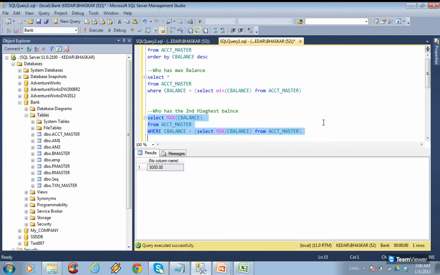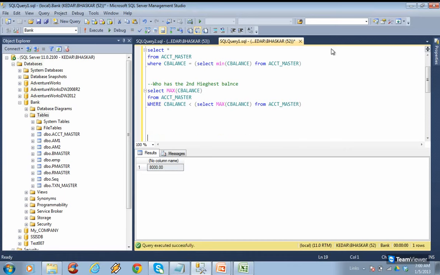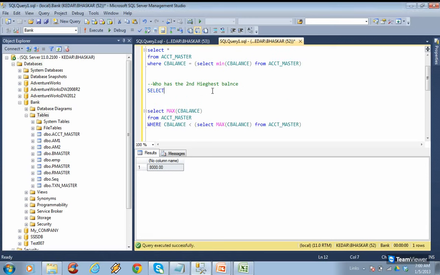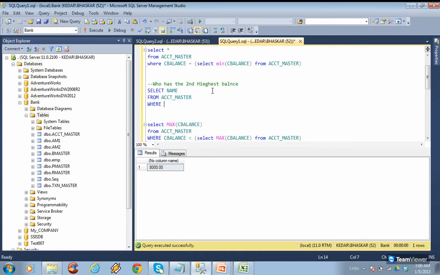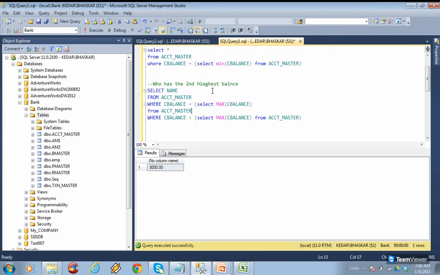That is 8,000 rupees. You don't need 8,000 rupees. You need who is the person who is having it. So then you have to put a select team from account master, where balance equals, open the bracket here, then this would be the subquery. And all of them will be the subqueries there.